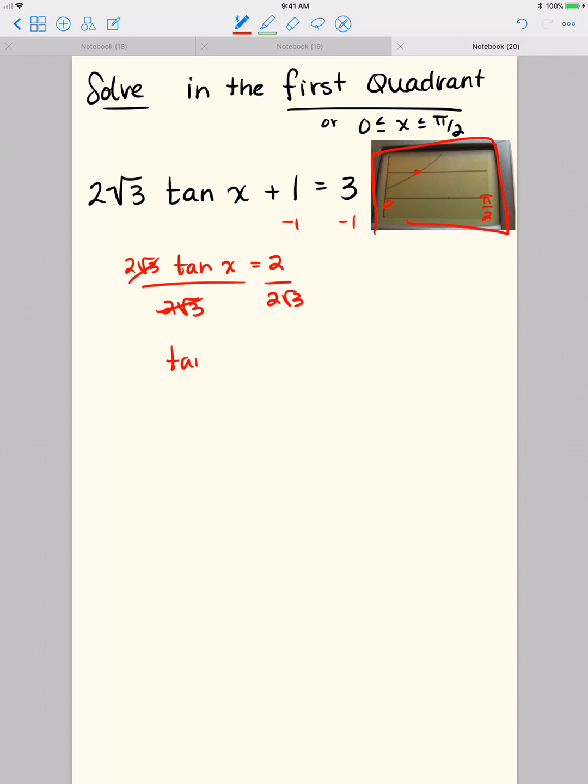So that I can get tangent of x by itself. My 2's cancel, and I'm left with 1 over the square root of 3. Now note that that's also the same as square root of 3 over 3, in case you see it written that way. It's just rationalized, where it pulled the root out of the denominator, so you're not dividing by an irrational number, which would not be possible. So either way, we're looking for a tangent ratio, tangent of the angle, to be 1 over square root of 3, or square root of 3 over 3.